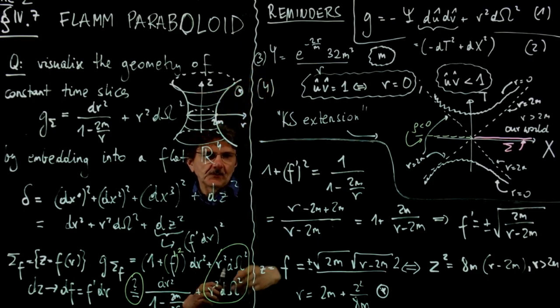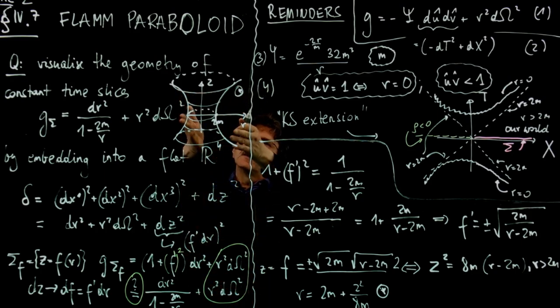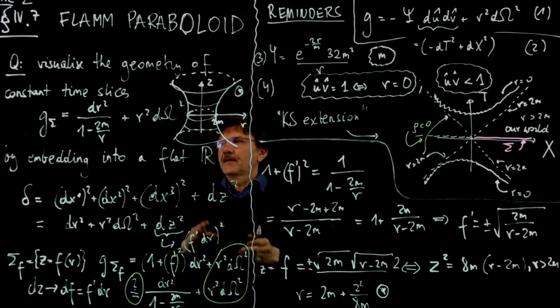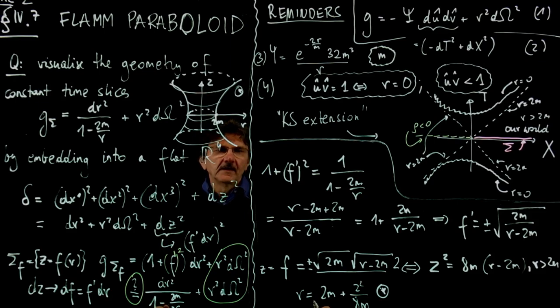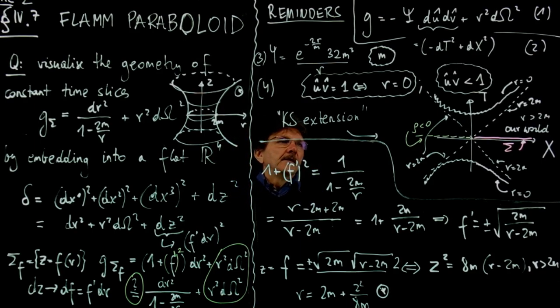In an obviously smooth way, right? So the geometry induced on the constant time slices in the Schwarzschild metric looks like a paraboloid in four dimensions. Good. So this was the Flamm paraboloid part. That's going to be a very short section.